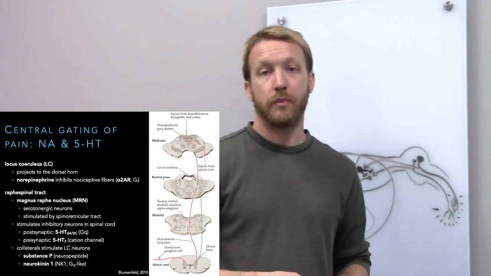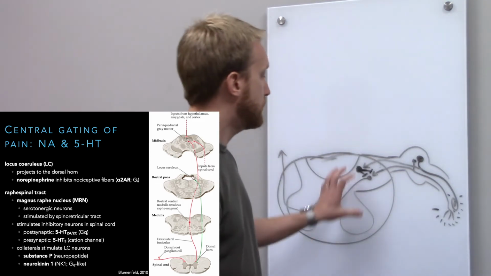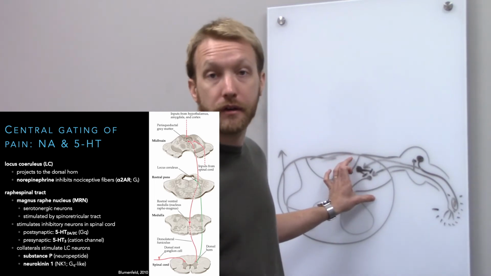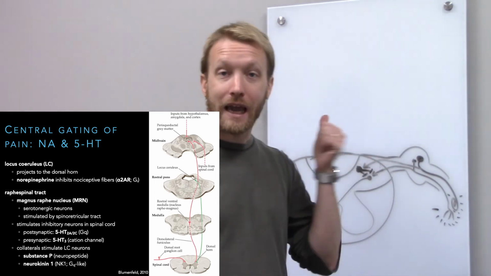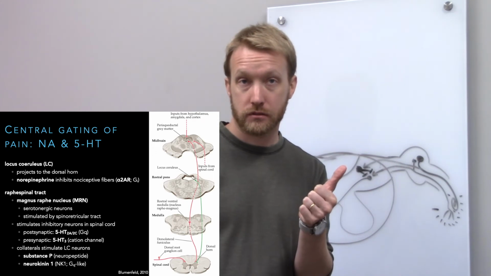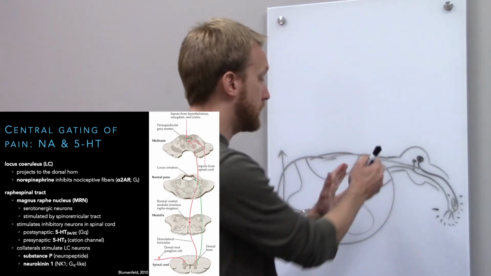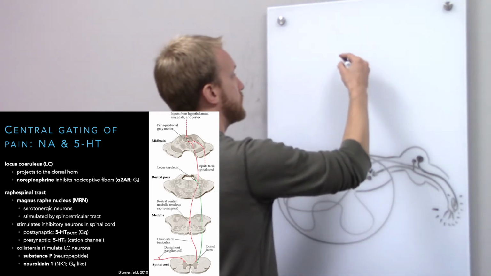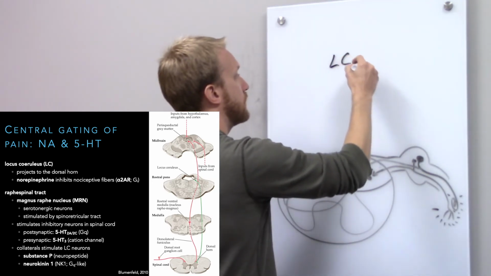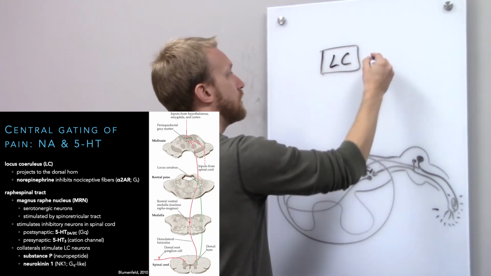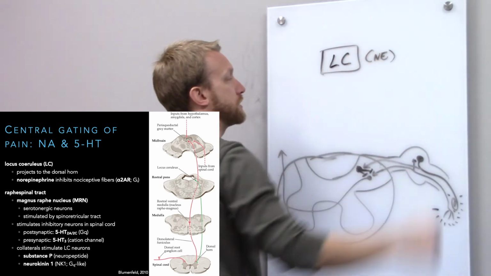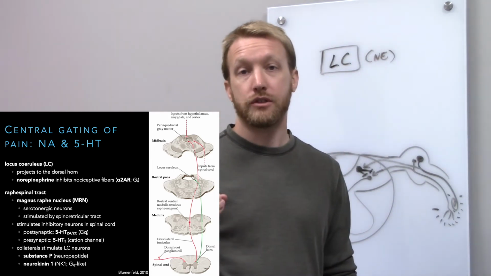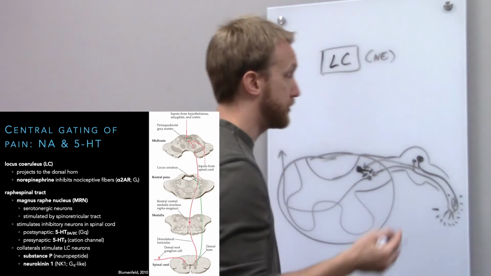With central gating of pain, two types of input are going to terminate here in the dorsal horn. There's adrenergic input from the locus coeruleus. This is going to directly act on our pain-sensing fibers. So let's put the locus coeruleus up here, LC. This is adrenergic. These act on alpha-2 adrenergic receptors.